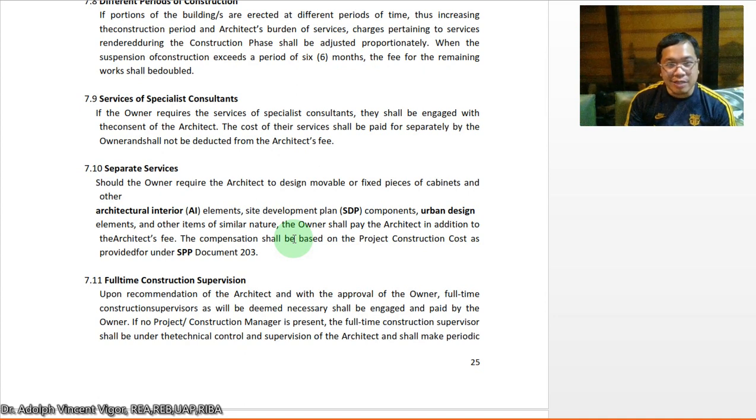Okay. Then here you have separate services. Should the owner require the architect to design movable or fixed pieces of cabinets and other architectural interior elements, site development plan components, urban design elements, and other items of similar nature, the owner shall pay the architect in addition to the architect's fee. The compensation shall be based on the project construction cost as provided for in the SPP document 203. So if there will be additional services, it only means that you're going to be paid separately for them. The example here is the architectural interiors, site development plan, and urban design elements.